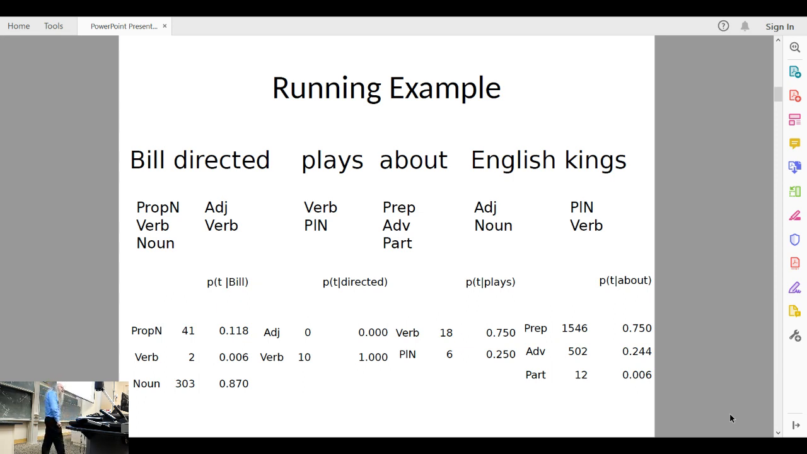So what we could do is basically list all possible forms, okay? So we could take Bill directed plays about English kings, and make it proper noun, adjective, verb, preposition, adjective, proper noun, plural noun. Or then we could change the first one to make it a verb, then adjective, verb, preposition, adjective, plural noun. So we could list out everything, and we get 3 times 2 times 2 times 3 times 2 times 2, which is a fairly big number, but not a ridiculously big number.